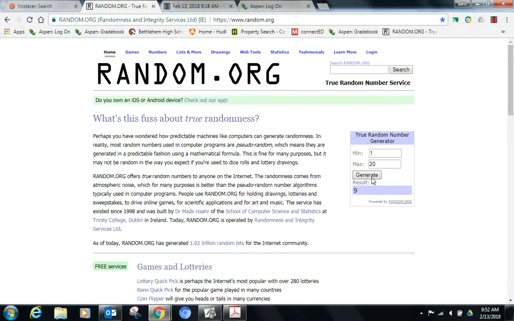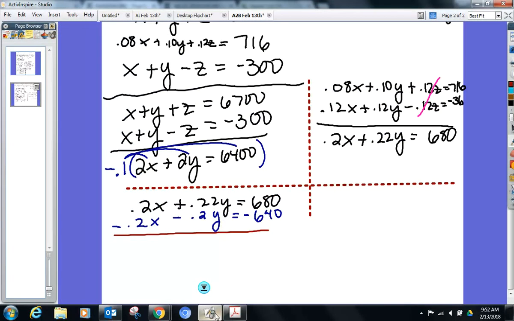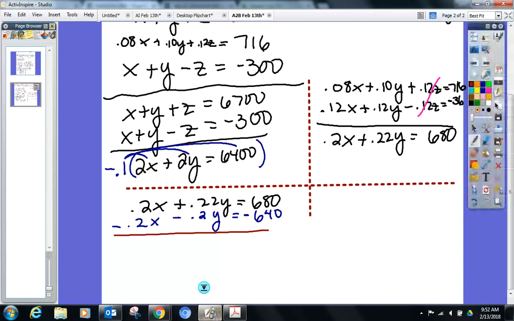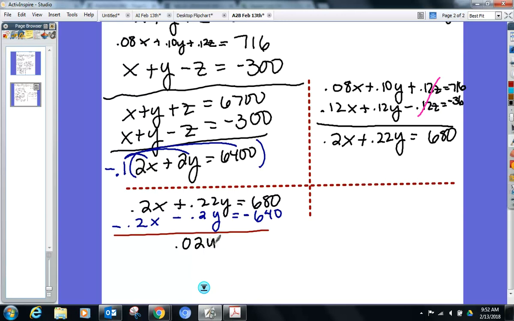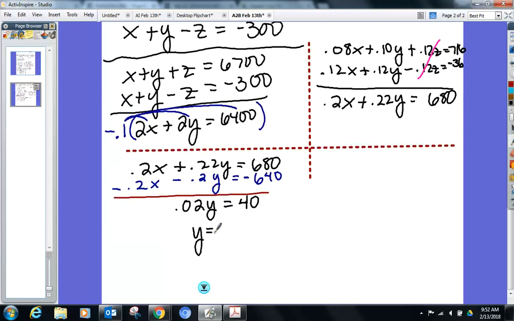Little help from number 9. Little help. What happens to the x's? They're gone. 0.22 minus 0.2. 0.02y equals 40. Divide both sides by 0.02. How much did you invest at 10%? 10,000? Okay, calm down. 2,000, yes. You invested $2,000.